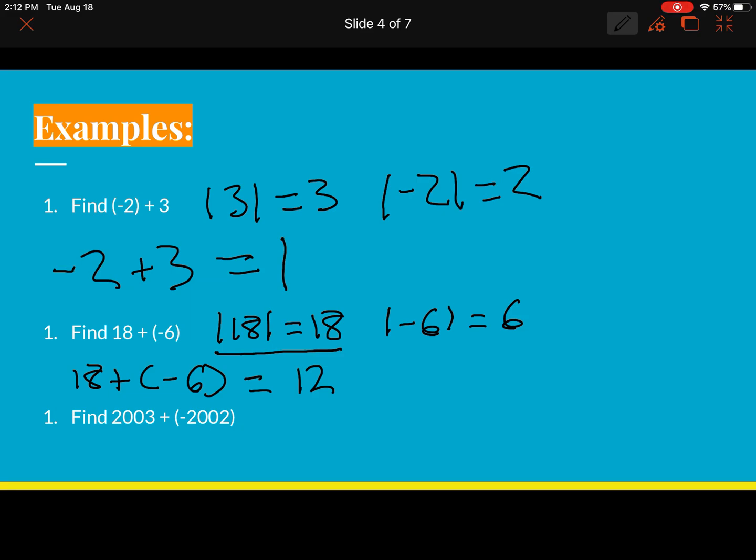Now let's look at 2003 and -2002. So we can see here that these two have similar absolute values, but they are not the same.